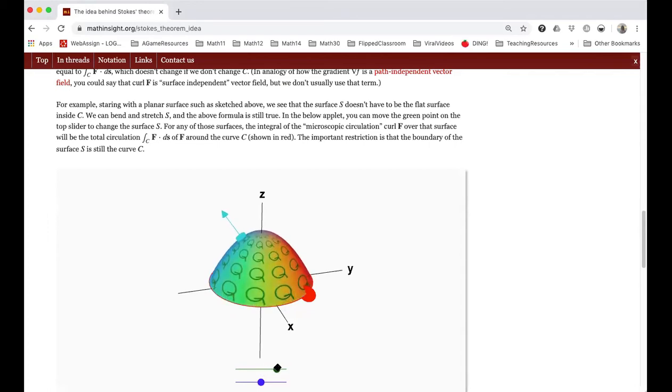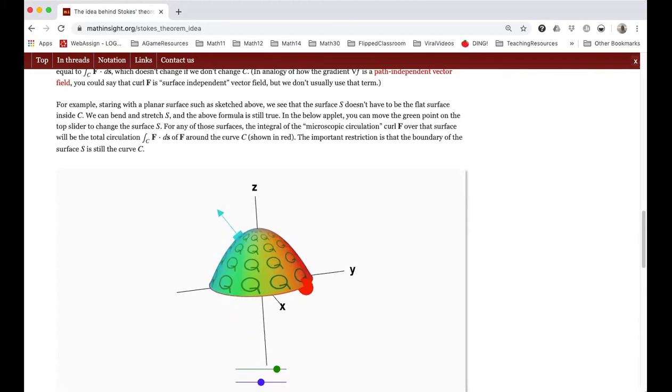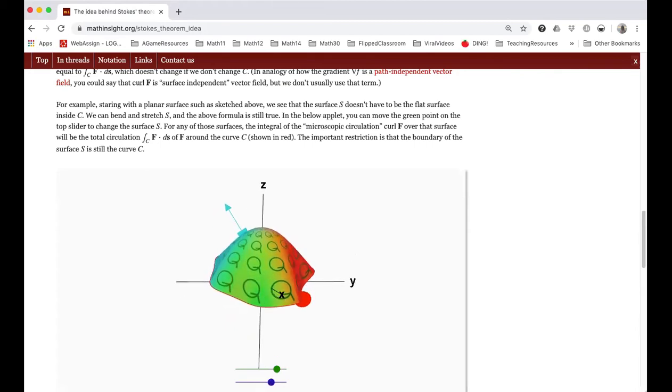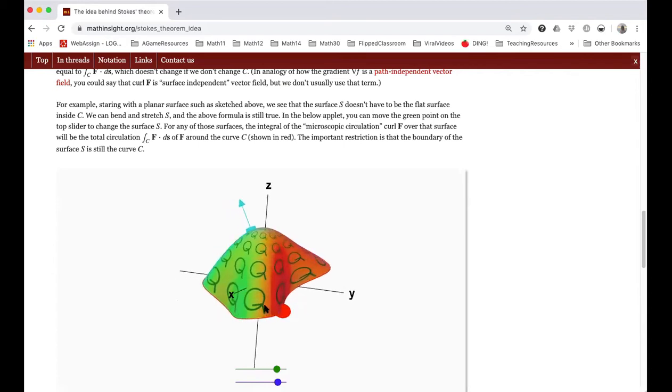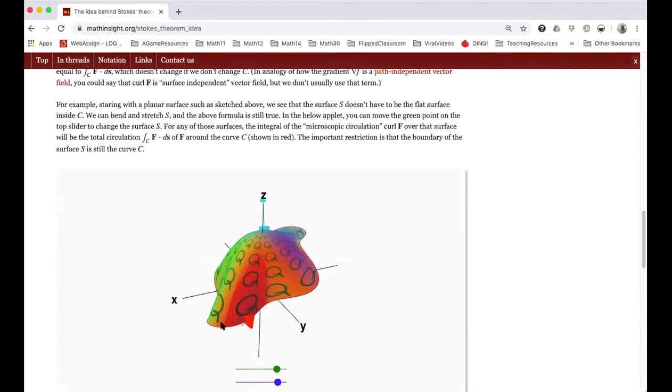What if, for example, we wanted to figure out what the circulation was around the boundary of this type of surface? So this is what we're calling this. Well, this is a surface that has a boundary. The boundary you can see is still just that red curve. And the boundary doesn't have to sit in the XY plane anymore either. The boundary could do something cool like this and be actually a curve in 3D.